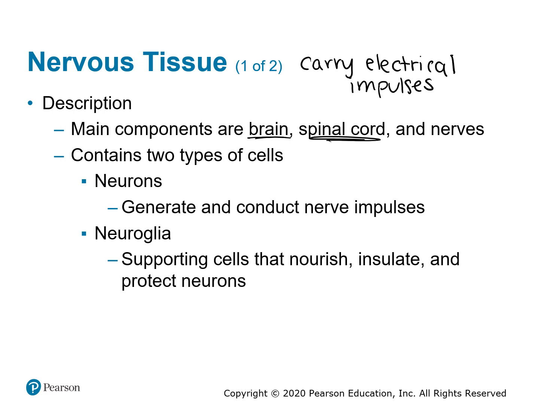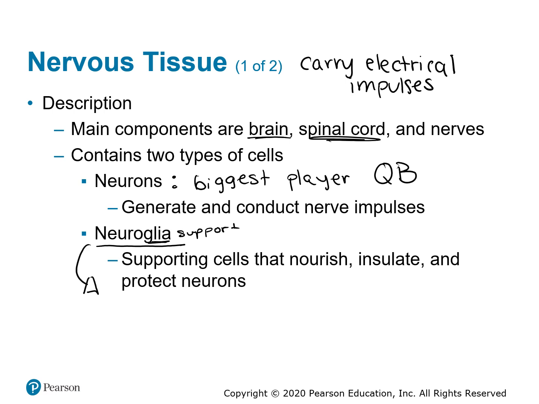Your neurons are your biggest players. They're basically the quarterback, for my sports friends. And they're the ones that generate and conduct those nerve impulses, those electrical impulses. And your neuroglia, glia means support, do their job of supporting cells through nourishment, insulation, protection, etc.